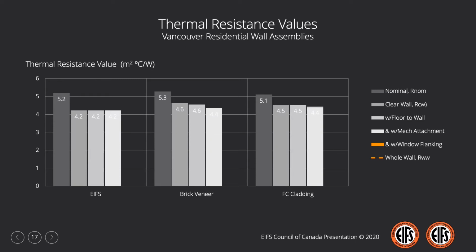Looking now to Vancouver and the effects of each of our considerations on the nominal value, we look at clear wall, floor to wall, mechanical attachment effects, and lastly, the impact of window flanking. As you can see, starting with an average nominal value of 5.2, we end up with a whole wall R value of approximately 50% for most assemblies at 2.6.